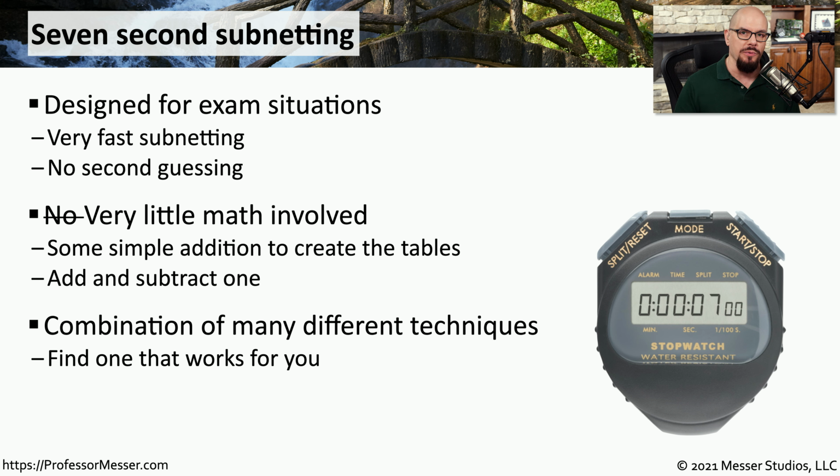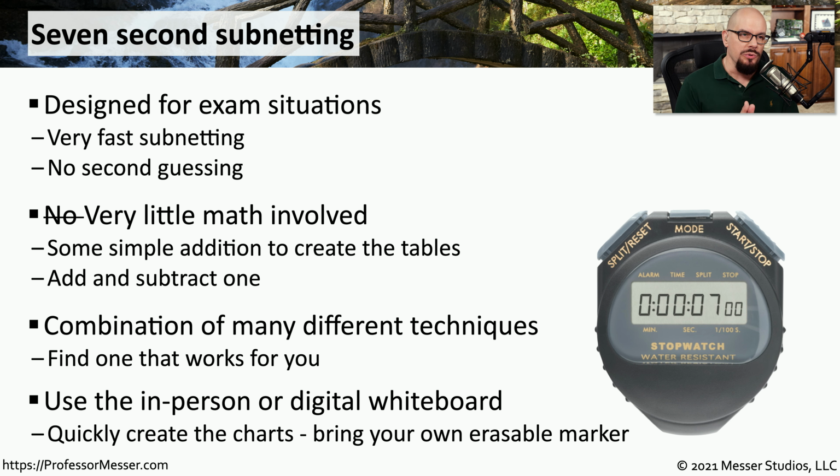One of the challenges when using the 7-second subnetting process is that it expects you to have a chart ready to go. If you're sitting in a testing center, they commonly give you a whiteboard and a dry erase marker, which makes it a little bit easier to create the chart. But if you're taking your test online, you still have a digital whiteboard that you can type on, so you may want to try typing these charts out manually just to see how well you can create and use them if everything is online.